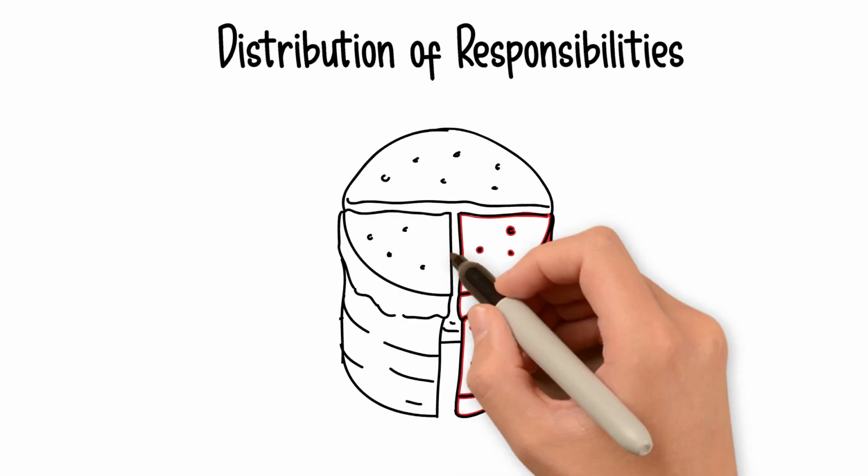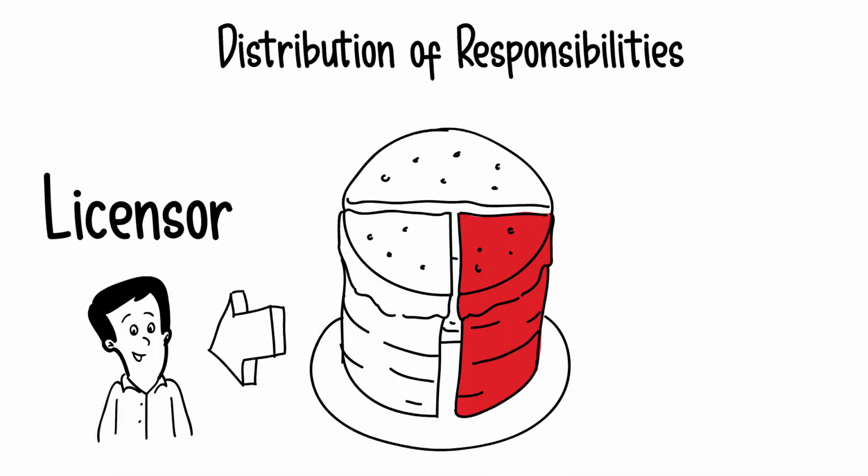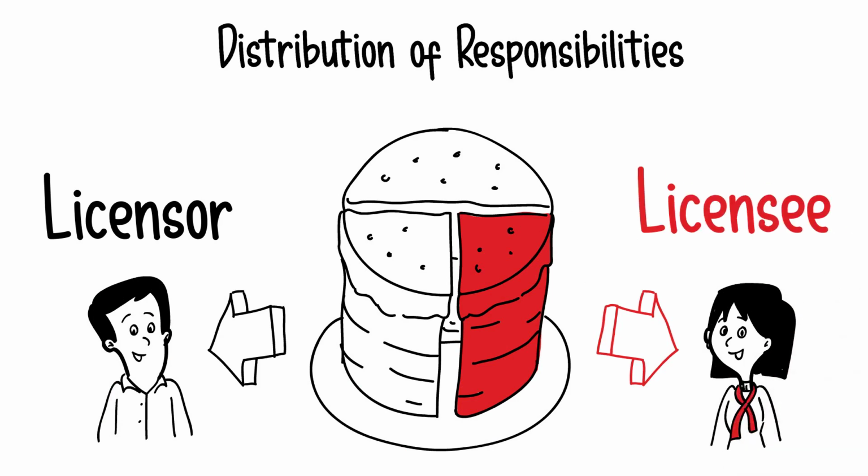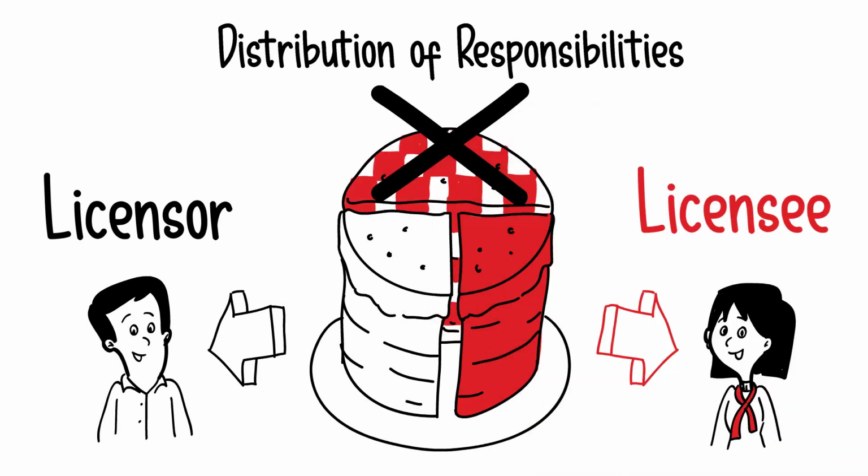Distribution of responsibilities. Clearly define and allocate specified project responsibilities to one or the other party, rather than share them. This will prevent future disputes. It might be challenging to agree up front on exclusive areas of responsibility, but it is worth it.